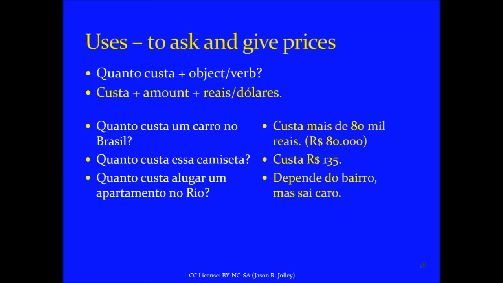Okay, so the final usage that we'll look at for cardinal numbers is very important to you ladies out there, the shoppers, and that's to ask and to give prices. So you might be in a market and want to ask how much is that t-shirt, or whatever the case may be. Again, we're looking at very formulaic language in this lesson. To ask how much something costs, the phrase is quanto custa, and then the object, or the verb, if it's something like to rent a car. Quanto custa? And then you answer by saying custa, then the amount, and then the currency. Reais, which is the Brazilian currency, or dólares.